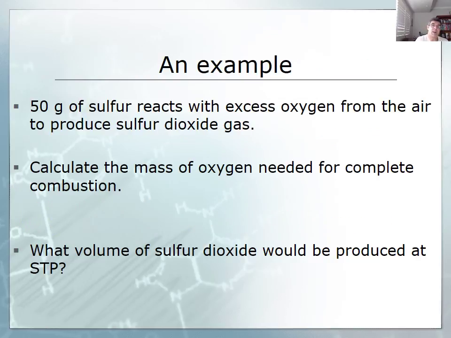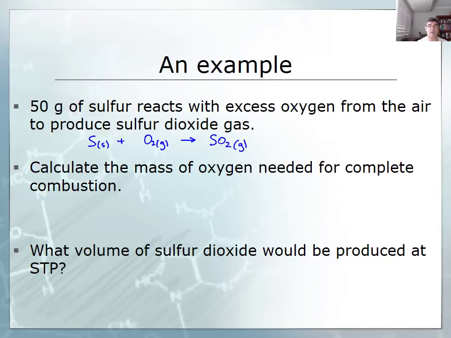So what does this mean in practice? Well, let's say we have 50 grams of sulfur reacting with excess oxygen from the air to produce sulfur dioxide gas. The first thing we obviously need to do is write an equation. Sulfur with excess oxygen just means everything's going to react, and then we're going to produce sulfur dioxide gas. So we write our equation: sulfur plus oxygen gives sulfur dioxide gas.